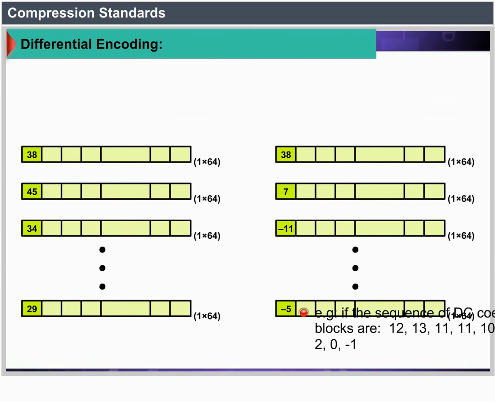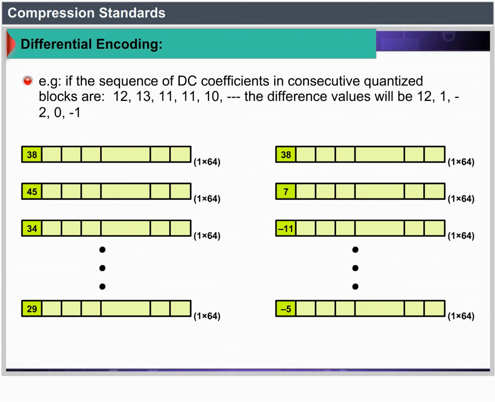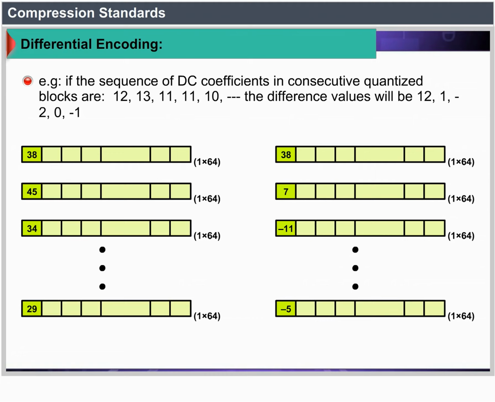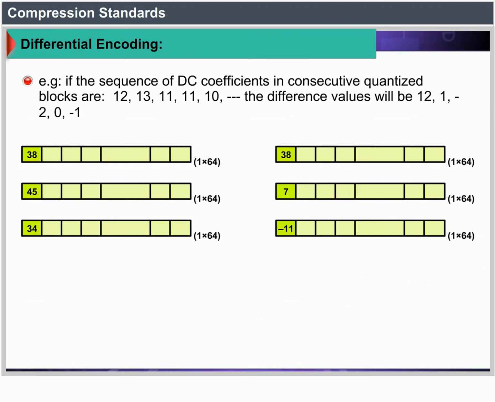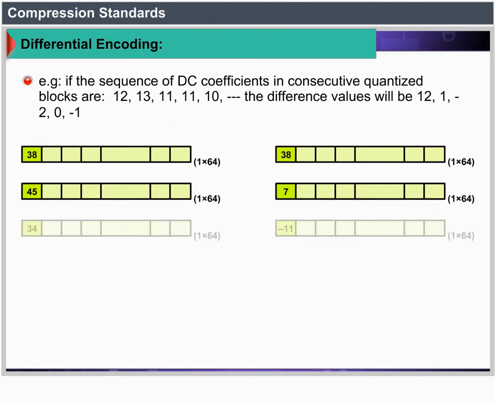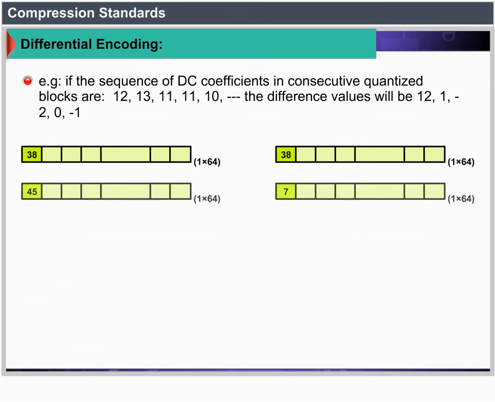For example, if the sequence of DC coefficients in consecutive quantized blocks were 12, 13, 11, 11, 10, then the difference values will be 12, 1, -2, 0, -1, and so on.